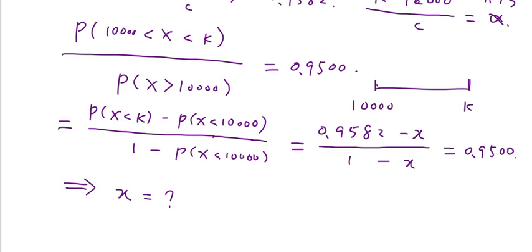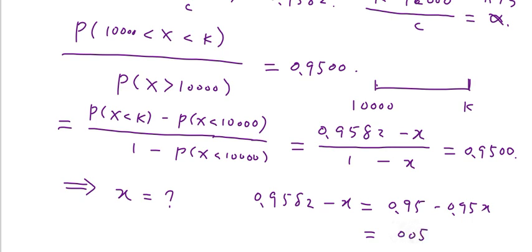Okay, so let's see. 0.9582 minus x equals 0.95 minus 0.95x, like this, right? So move x to here, 0.05x equals 0.00082. Yeah. So we can find this x. Okay, so here just a little bit of calculation.